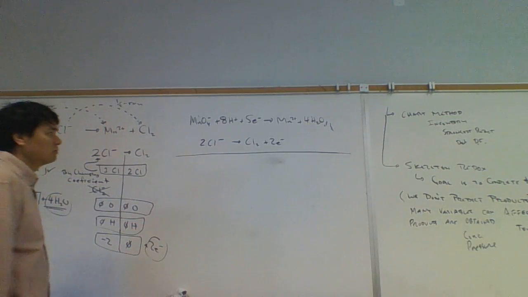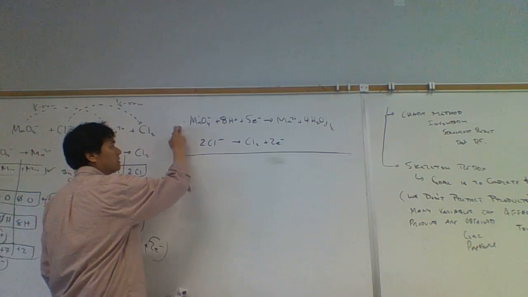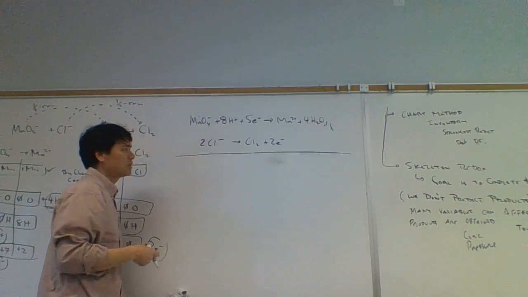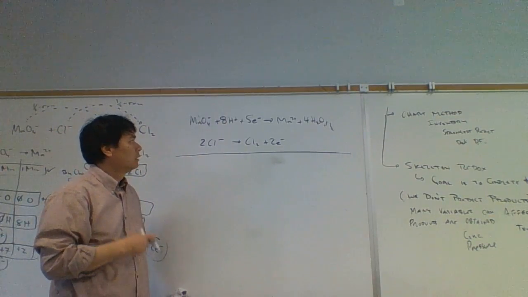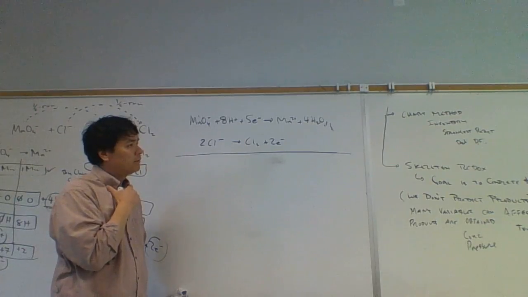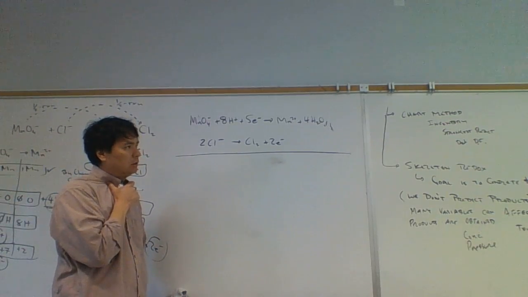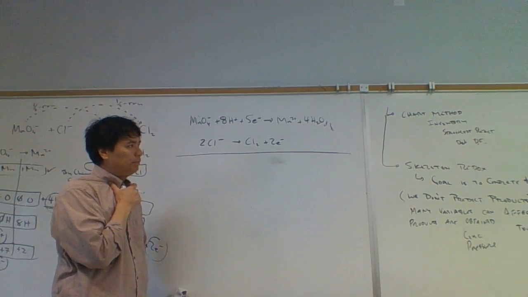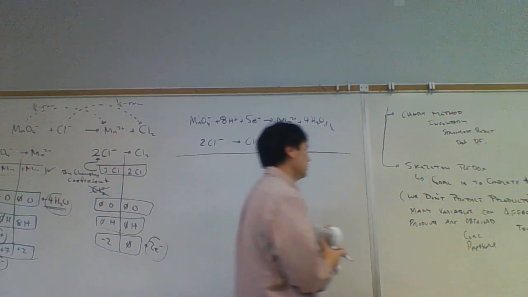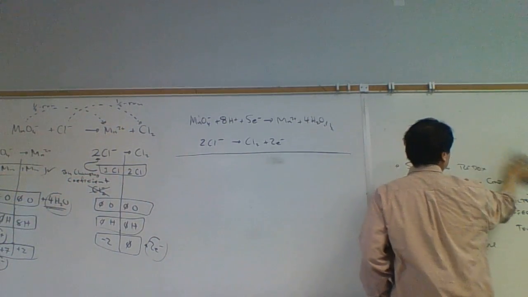To get the net reaction, we have to add these up. This one is called the oxidation or reduction half reaction. Now, when we look at this, we have to remember OIL RIG. OIL RIG. OIL.